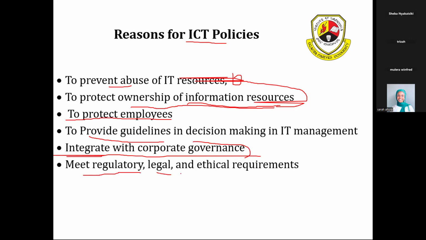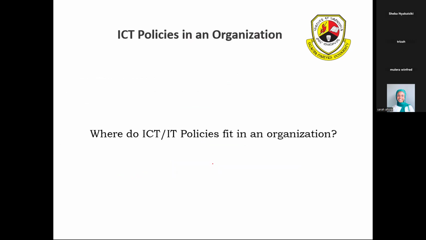Then finally and lastly, to meet regulatory, legal, and ethical requirements. Some of these things have been integrating them, especially looking at prevention of IT abuse of the resources, protection of data and information. These come into the regulatory and legal and ethical requirements.